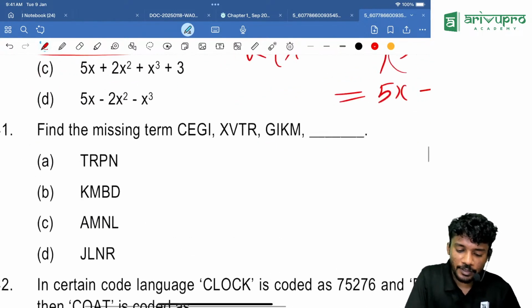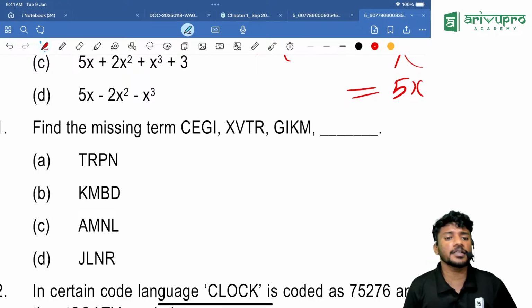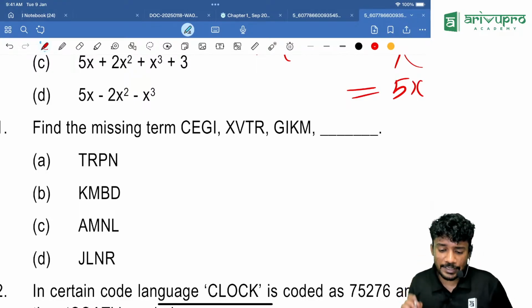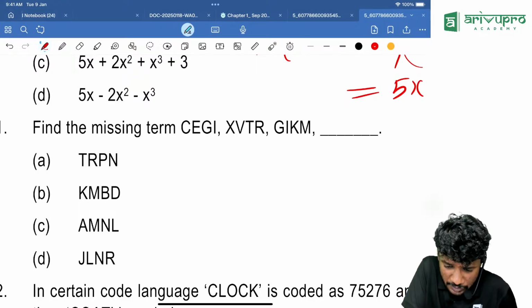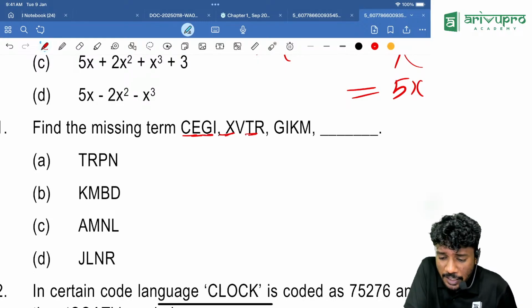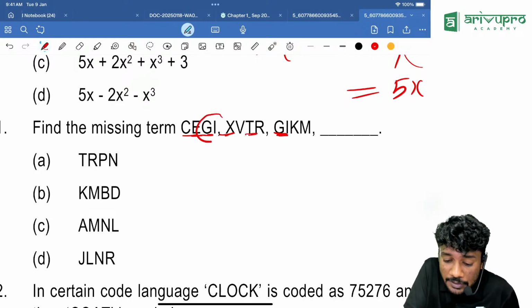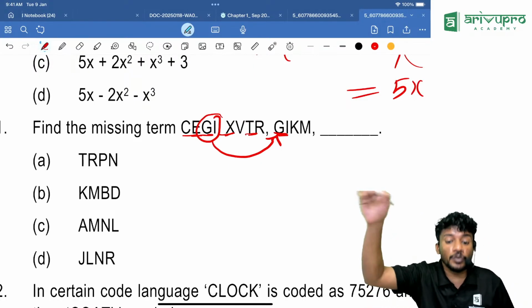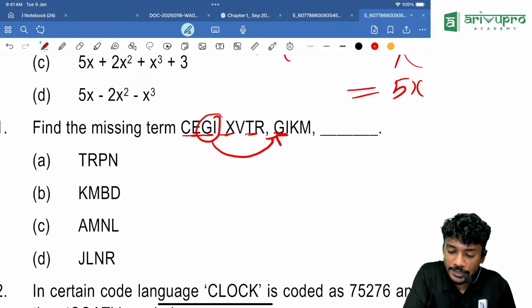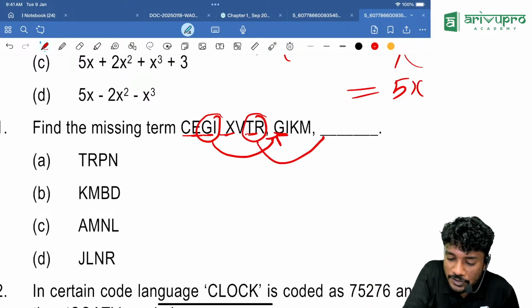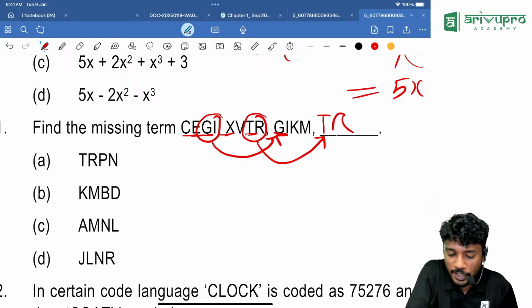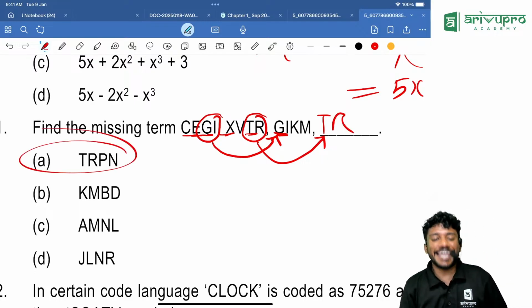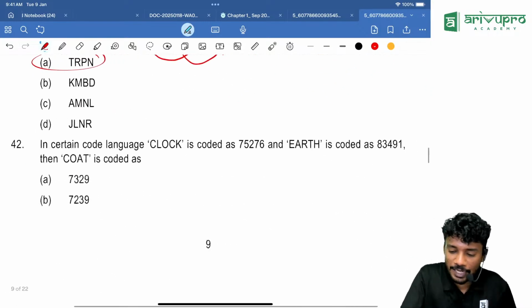Next one. Previous year question. Letter series question. So, what is the answer? Here what is happening? If you read it, CEGI, XVTR, again GI is coming. That means the last two letters of the first word are the first two letters of the third one. Then this will be the first two letters of the next one. Answer is TRPN. Option A is our answer.